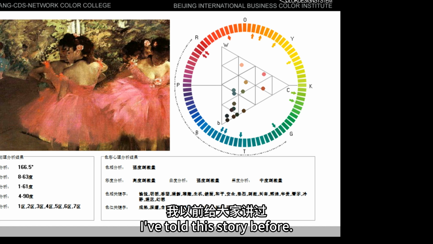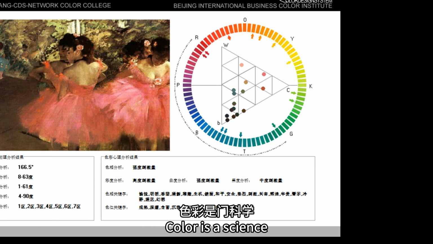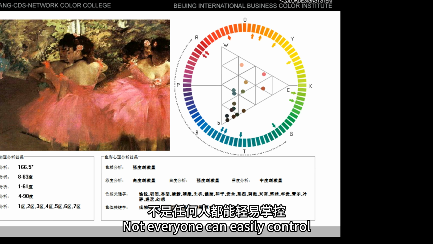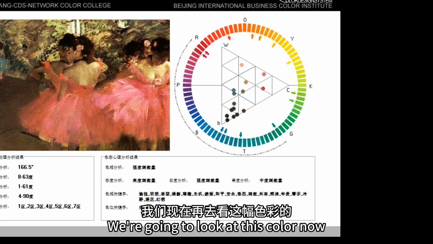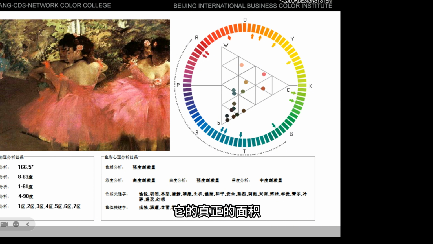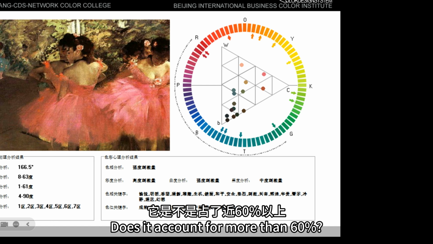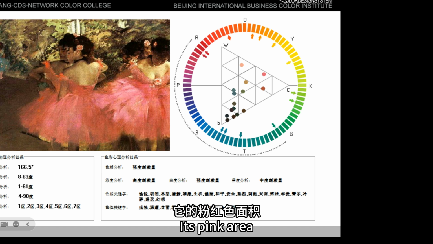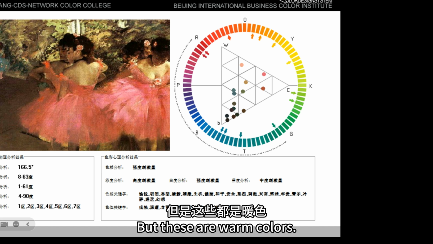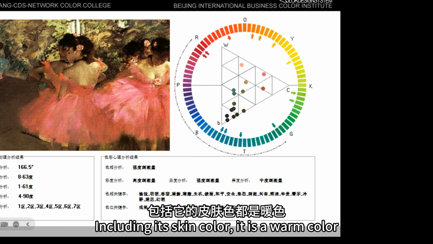I've told this story before. Color is a science. The barrier is higher. Not everyone can easily control it. We're going to look at this color now, its true size. You look at the area. Does it account for more than 60%? Its pink area. But these are warm colors, including its skin color. It is a warm color.